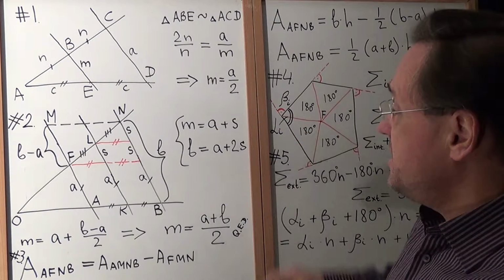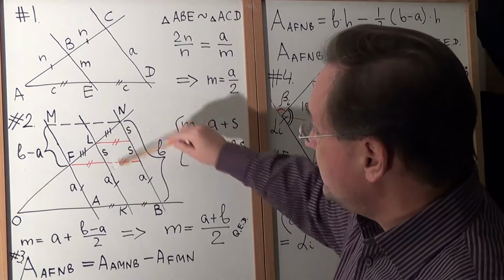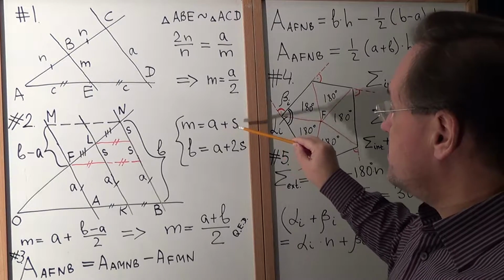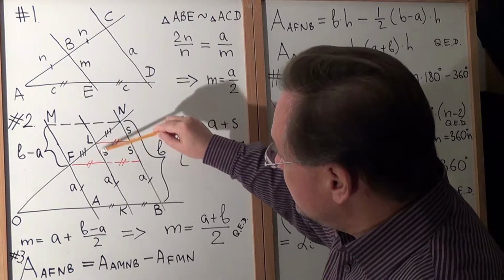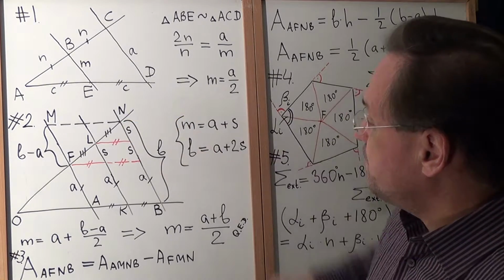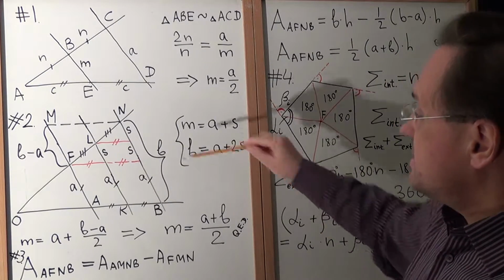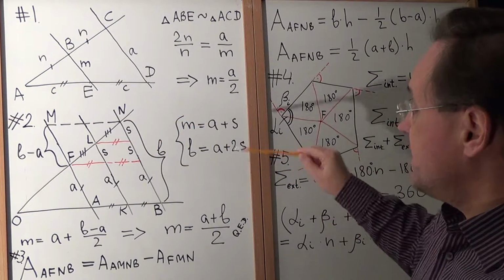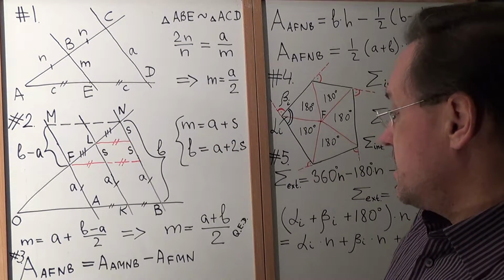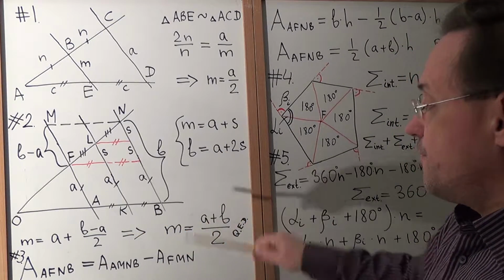And we can easily see on this diagram that M, midline, is A, first base, plus S plus S, this little line segment S. And B, big base, is A plus S plus twice S. If we solve this system for M in terms of A and B, we'll get our formula.